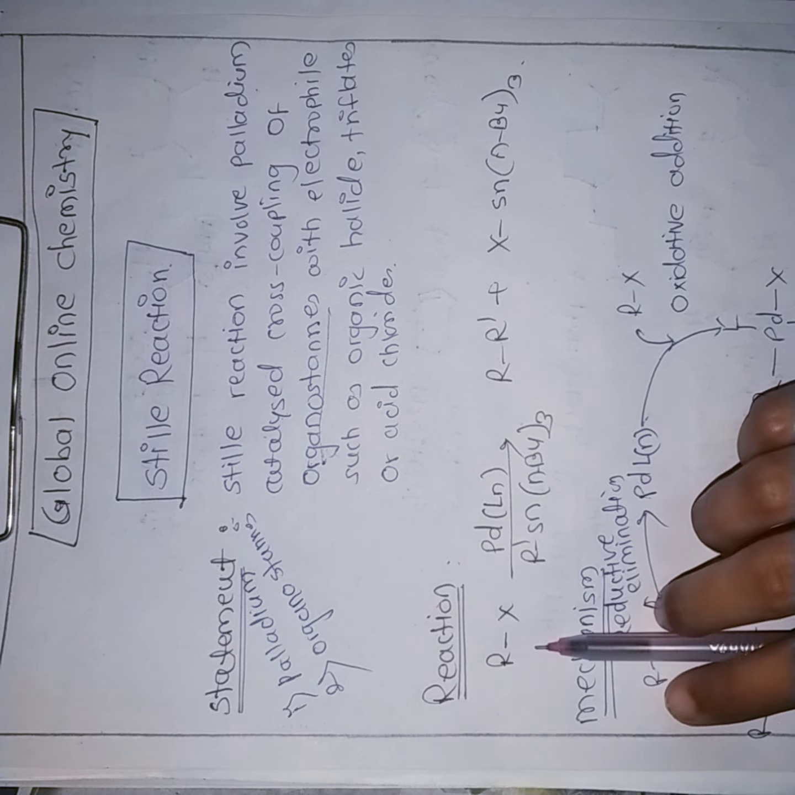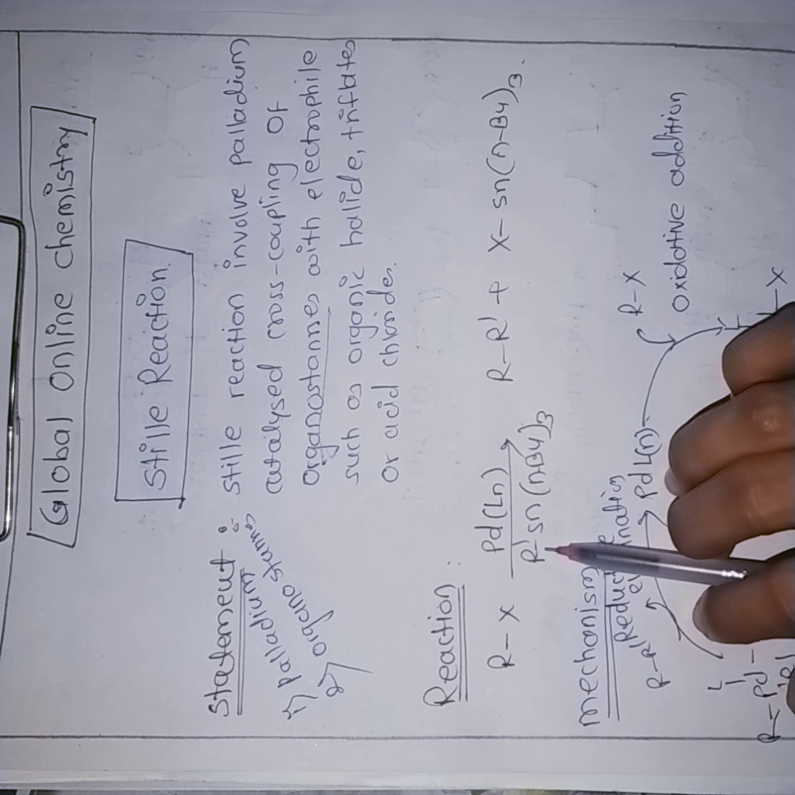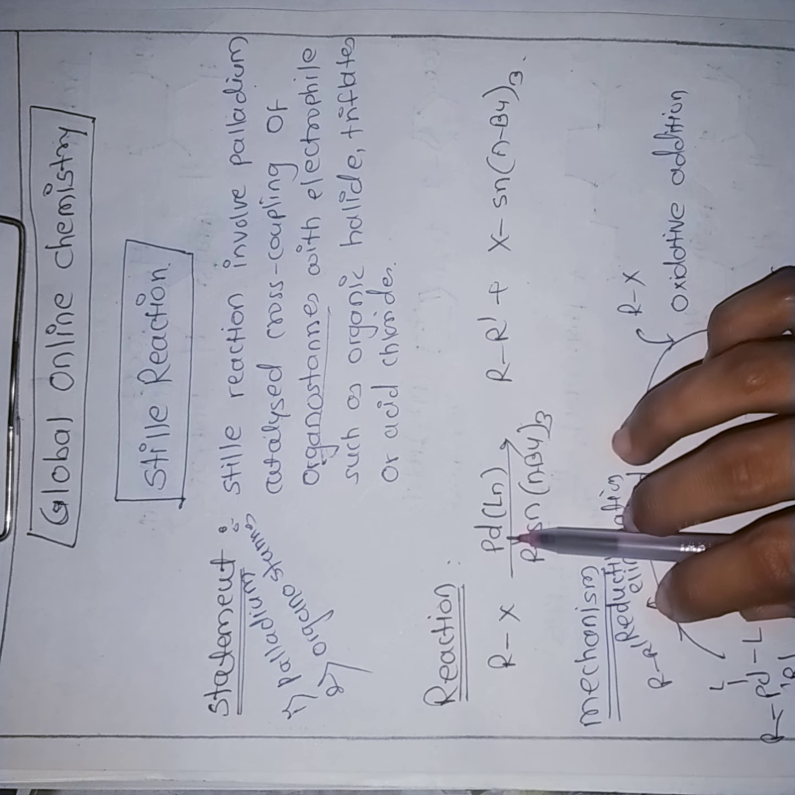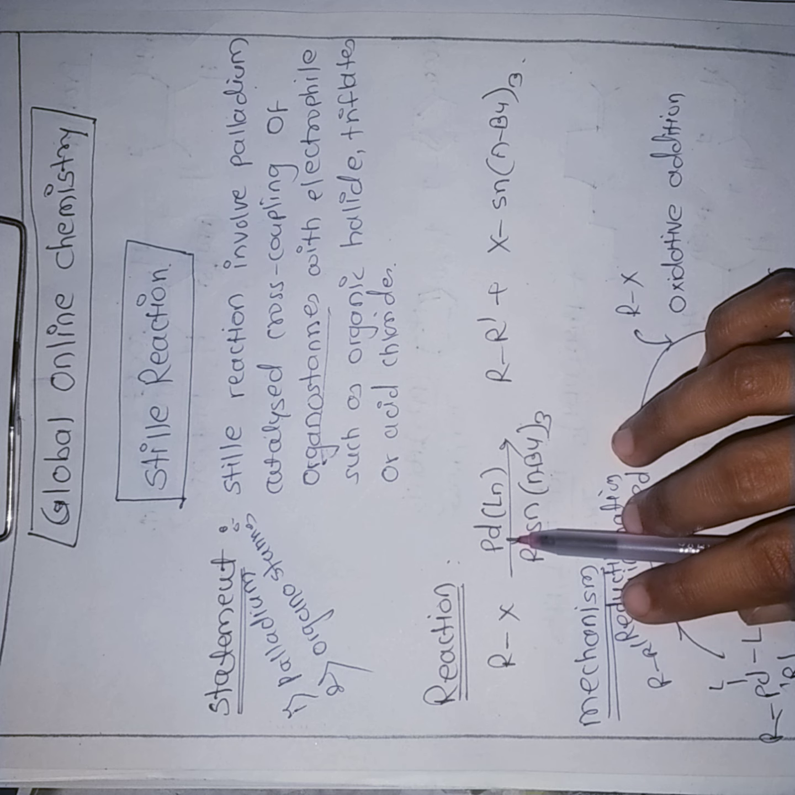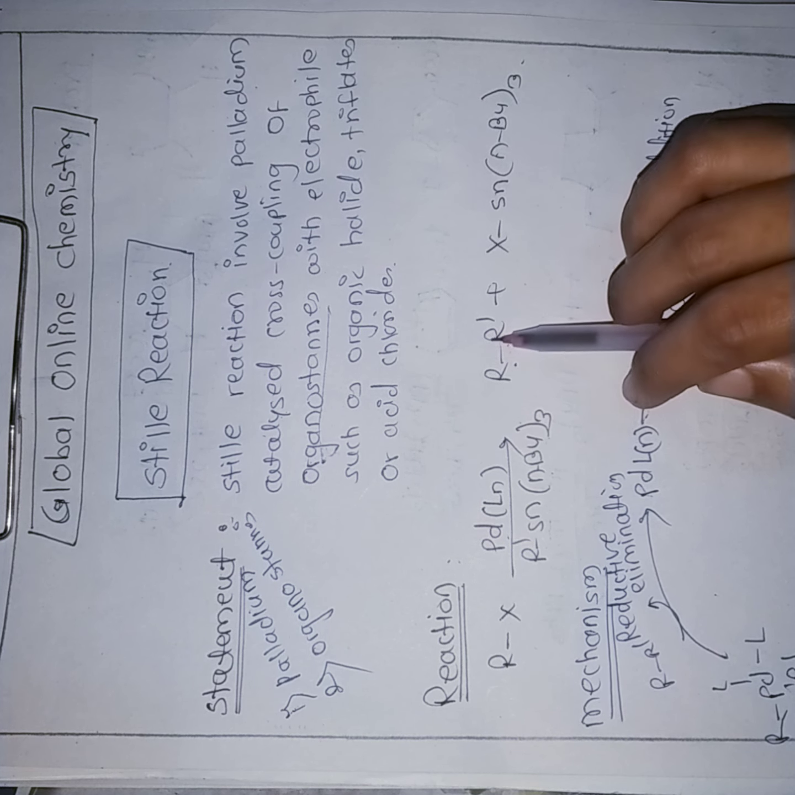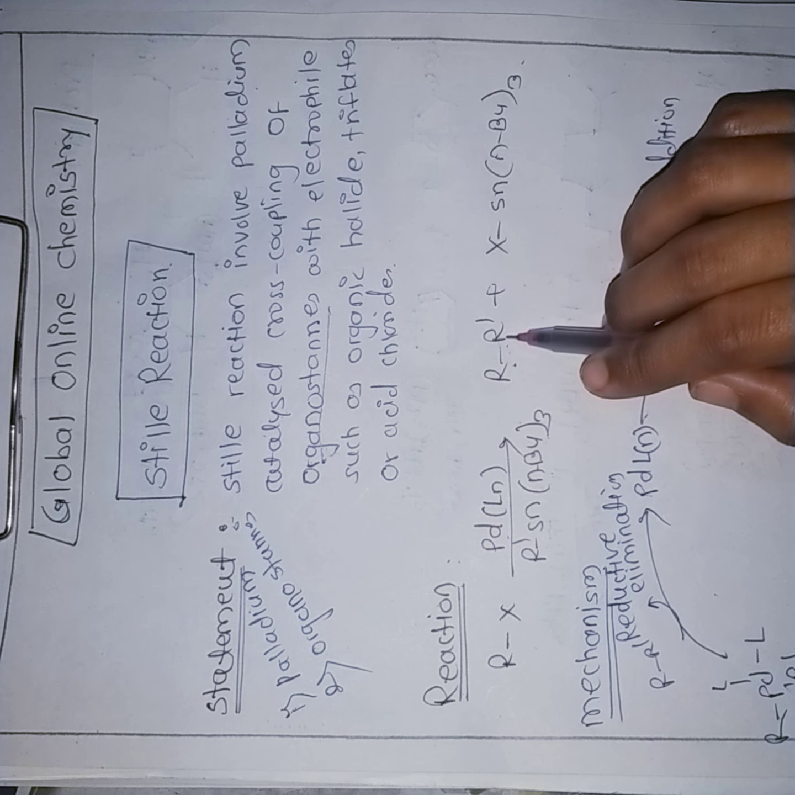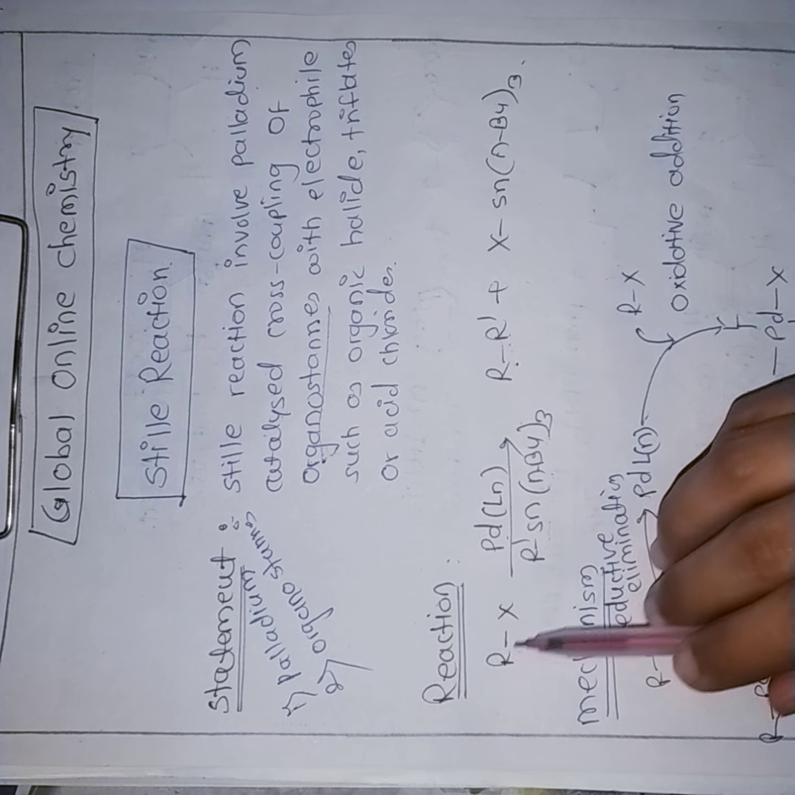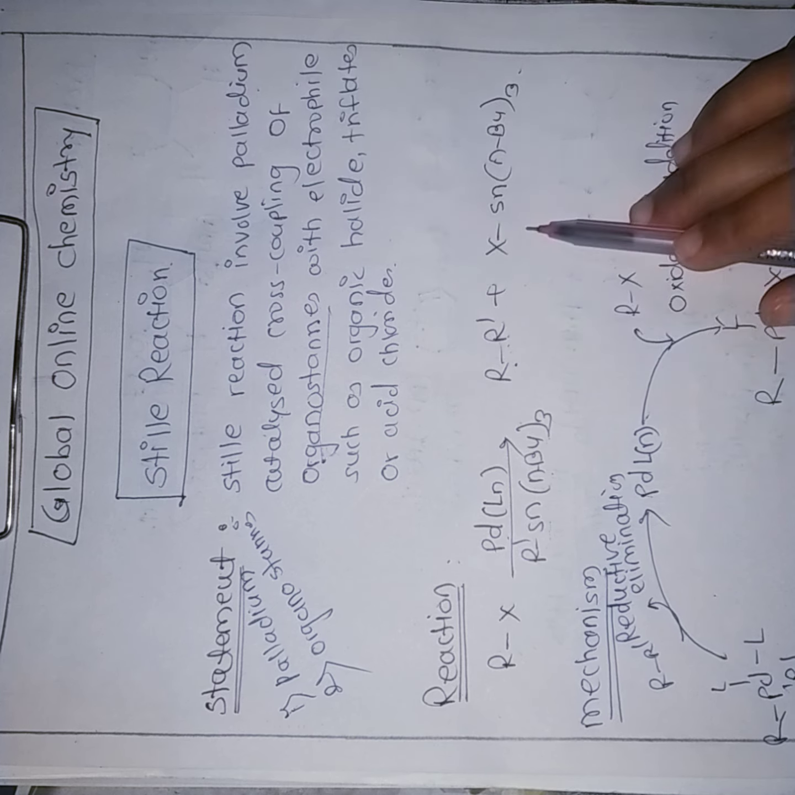Look at this. This is our organic halide, in presence of organostannane, in presence of palladium as a catalyst. We got R-R1, which means a carbon-carbon single bond is formed between this R group and this R1 group.